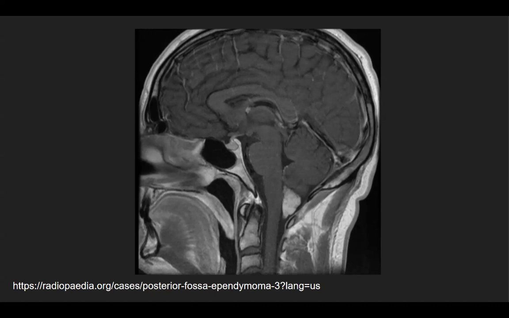And interestingly, the patient has not developed hydrocephalus in this case. If you see, probably because some form of CSF communication is intact.